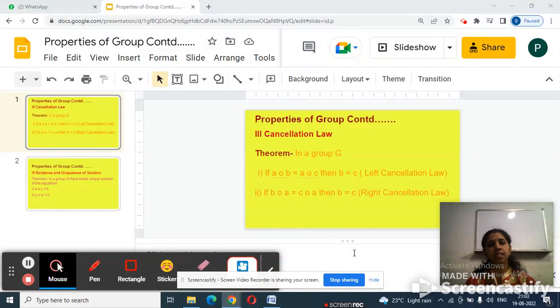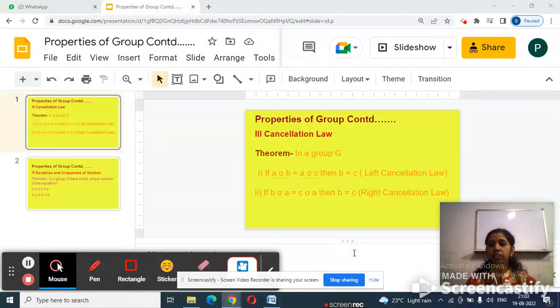Similarly, in the right hand side, if we pre-multiply by A inverse, we will get A inverse operation A operation C. Again, by associative law, we will get A inverse operation A together, operation C. A inverse operation A becomes E, identity, and E operation C becomes C. So in the right hand side, we will get C. So B is equal to C. This is the left cancellation law.